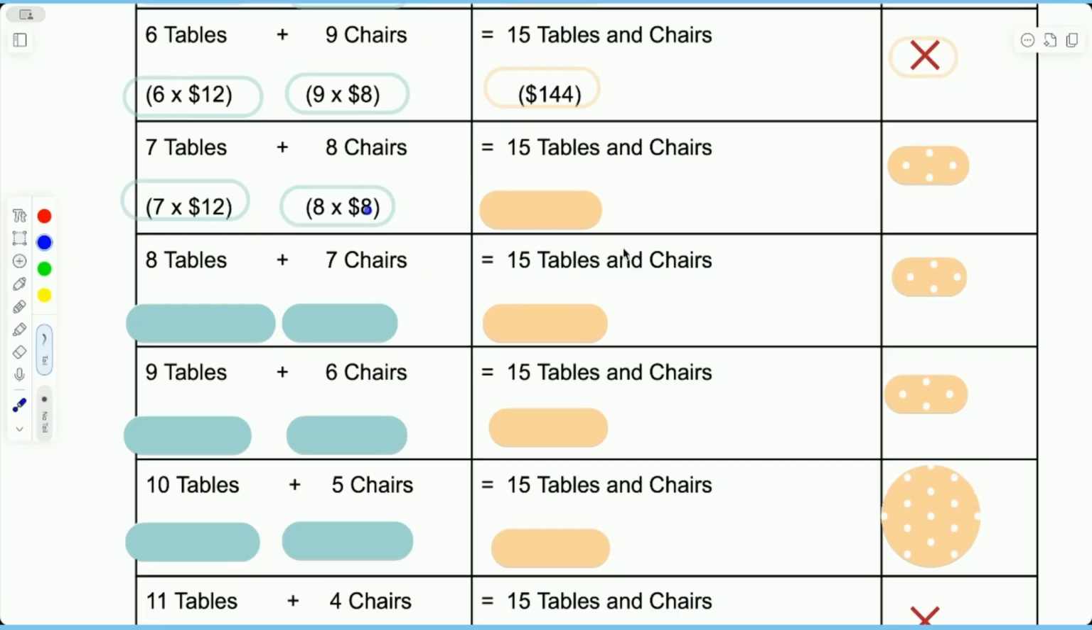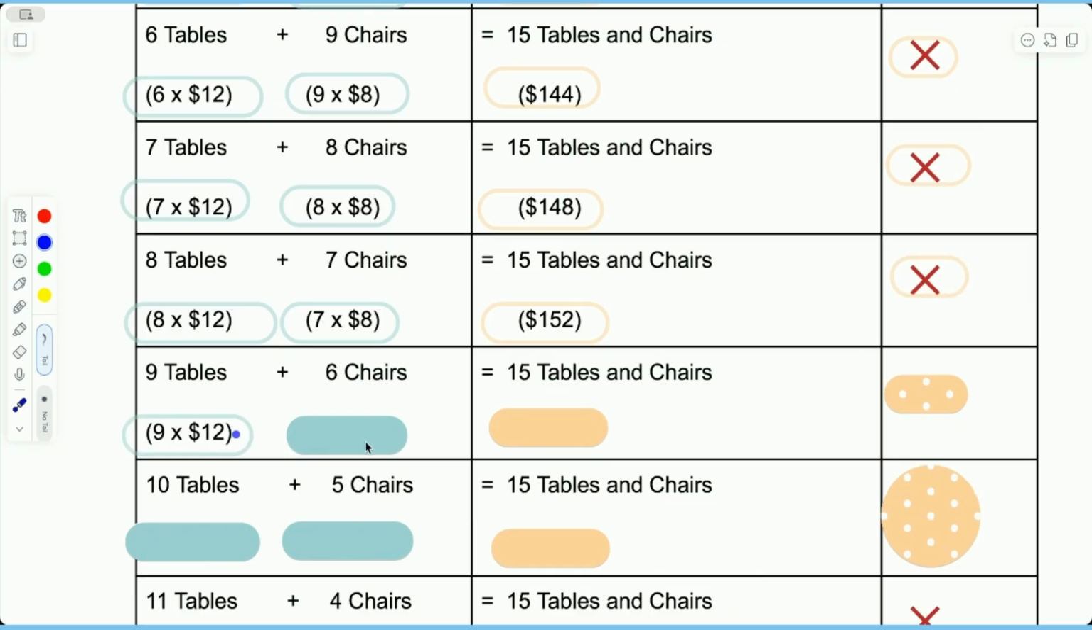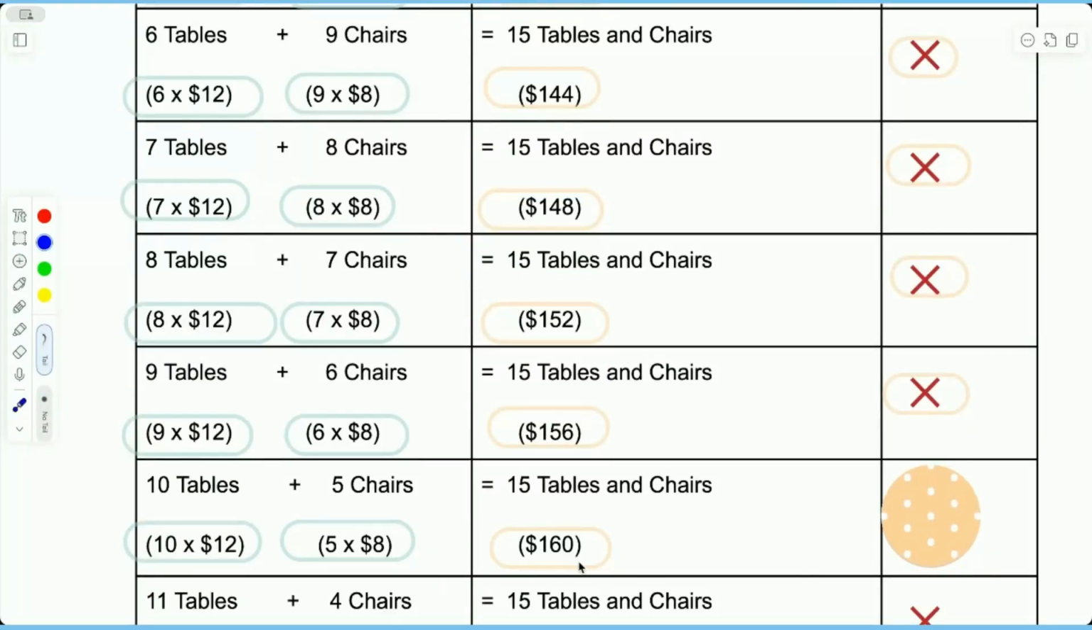7 tables, 8 chairs. That's $148. Again, this is not. 8 tables, 7 chairs. This cost $152. This is not. 9 tables and 6 chairs. That's $156. Again, this is not. 10 tables and 5 chairs. This costs $160. And this is equal to the actual amount that the school spent. So this is the combination that we are looking for. The school bought 10 tables and 5 chairs.